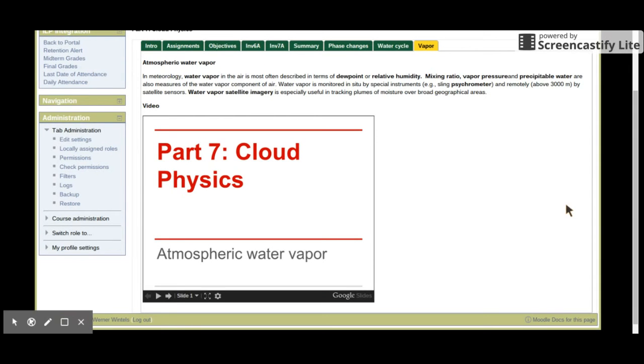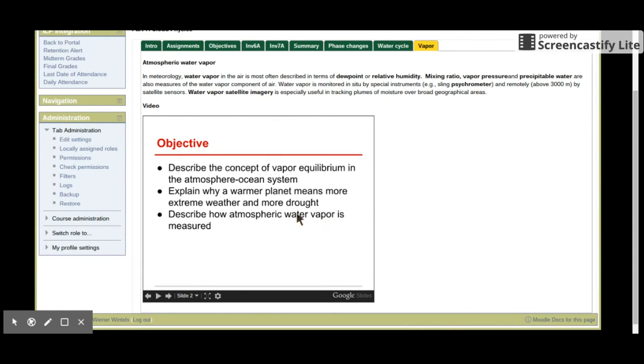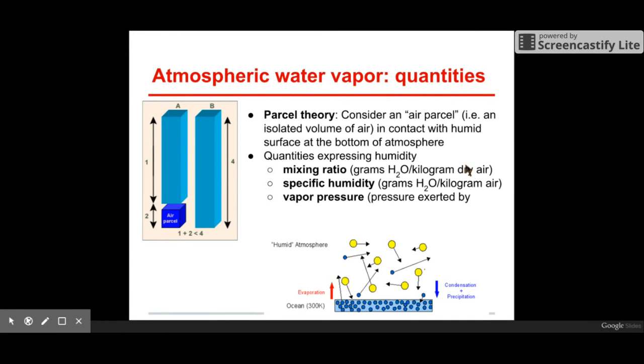This video continues the discussion of atmospheric water vapor. Specifically, we'll discuss how atmospheric water vapor is quantified and measured in the atmosphere. To do so, we'll introduce parcel theory. Parcel theory assumes that the atmosphere can be divided into small, isolated volumes or masses of air.